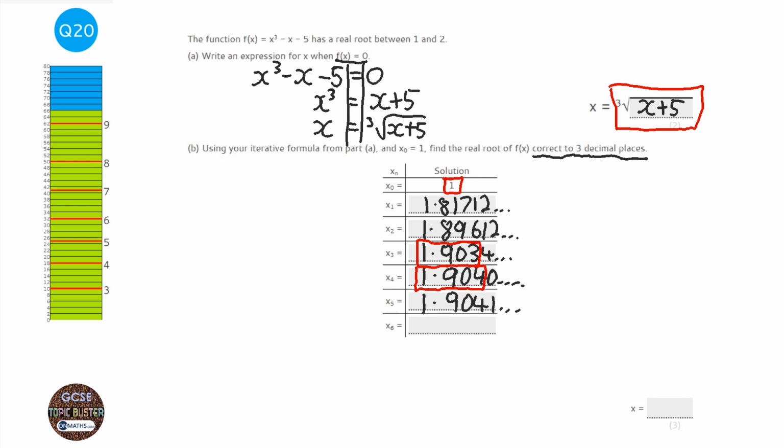1.9041, blah, blah, blah. Now, even if you were to carry on going, the digits I've put a red square around are going to remain the same. So as soon as you get two that are the same to three decimal places, that is your answer. So my answer is going to be 1.904. Now, obviously we haven't got it perfect, but if you carry on the iteration, you won't ever get anything different to 1.904. The only numbers that will change are beyond that. So that's why we can confidently stop now and say, yes, that's our answer.